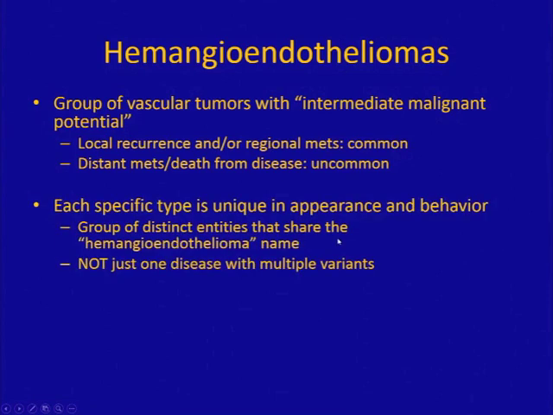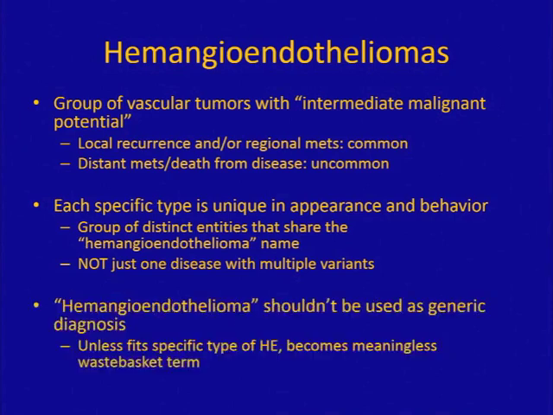Again, I'll point out that each specific type of hemangioendothelioma is unique in the way it appears, unique in its behavior, and unique on a molecular level. We're now finding that different hemangioendotheliomas have different molecular abnormalities that give rise to them. These are just a group of different entities that all share the hemangioendothelioma name. They are not just one disease with multiple different variants. These are all independent diseases. Because of that, you should never, ever use hemangioendothelioma not otherwise specified as a generic diagnosis.